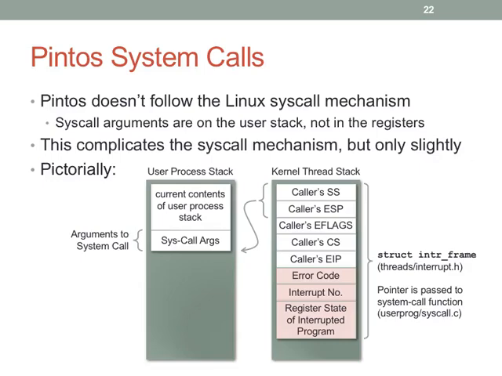Okay, but this is basically the picture that you need to think about. And you'll notice that I have references to the files that define these things, so that you can go look it up. Because I don't hate you all, I want you to be able to find this stuff relatively easily. But the kernel thread stack is set up basically the way that we had before. But then you have the system call arguments that are actually stored on the user process stack, and you have to access them from the user process stack. Okay?